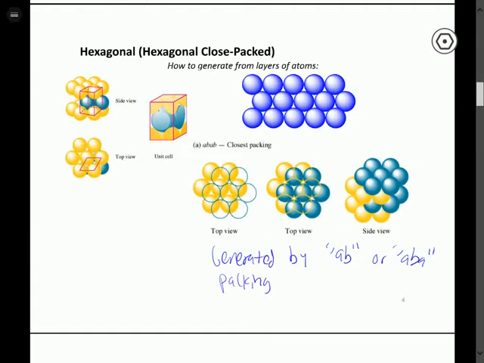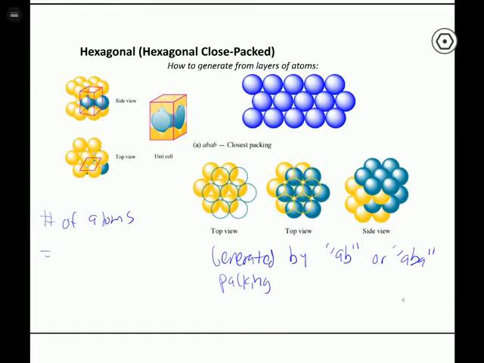Now, the number of atoms in a unit cell. If we look at this view here, it is probably the easiest. This is also not easy to visualize, so we're not going to go into details with this either, but just to give you the number, there's 6 on the top and 6 on the bottom. So these 12 are then shared by a total of 6 unit cells.